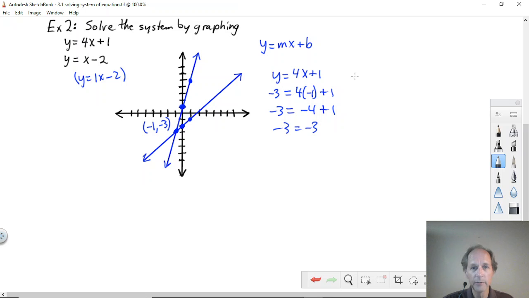And we'll look at the other one. It's y equals x minus 2. Because this is the point where both lines intersect, again, this ordered pair should make both equations true. We'll check the other one. We'll put in a -3 for the y. We'll put in -1 for the x. And that says -3 on the left. -1 minus 2, yep, that is -3. Okay, so that makes the equation true as well.